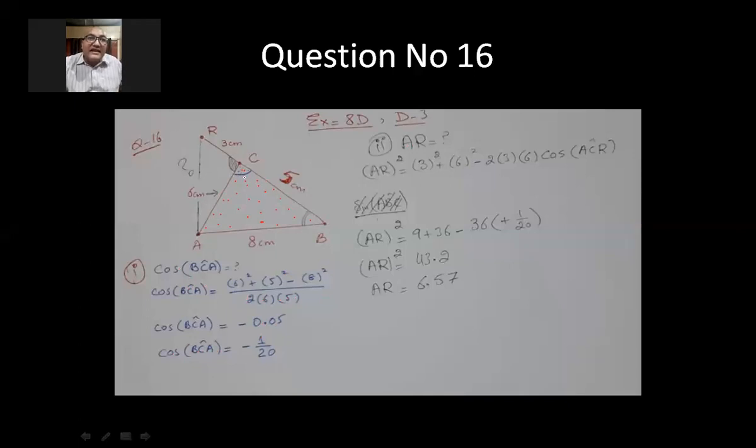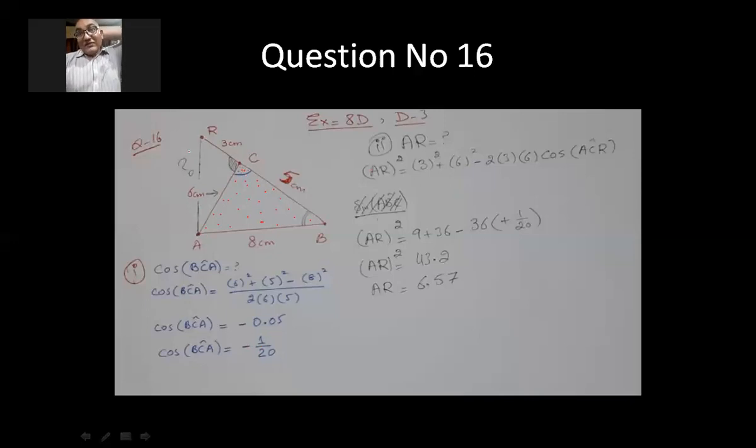AR is this side, AR. If you know the cos of this, you can tell the cos of this also. You have learned this in your first exercise. If I know the cos of this, the cos of its acute angle will be the same, but its sign will be different. So the cos of the angle ACR will also be 1 by 20, but it will be positive 1 by 20.